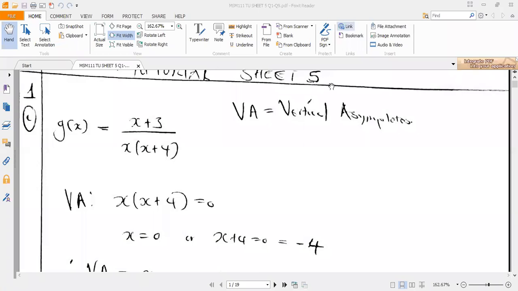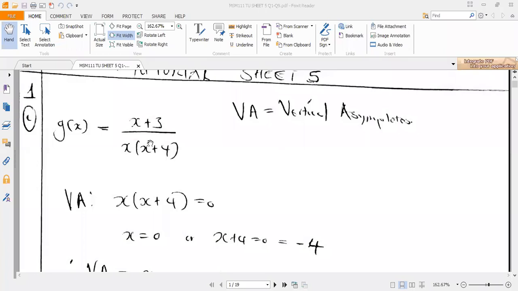Sir, so now what happens to the x plus 3? The numerator, we don't consider the numerator. Normally we just focus on the denominator. You remember when we were doing the domain, removing those values.